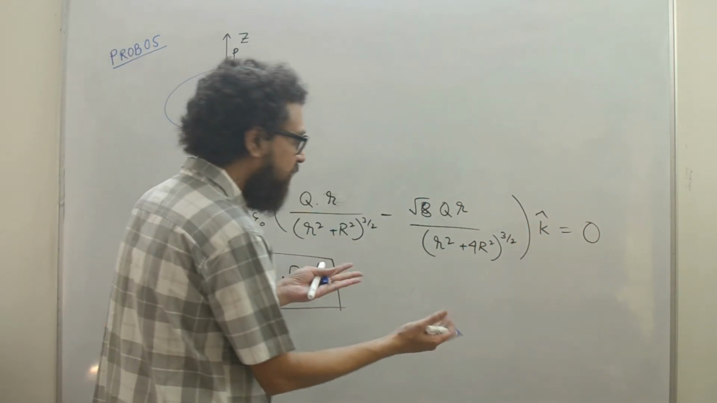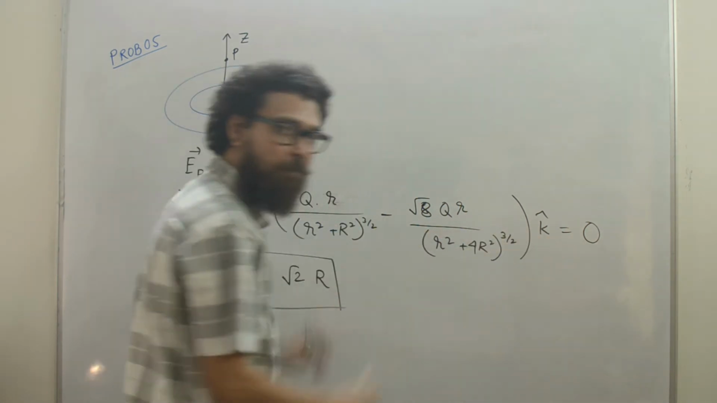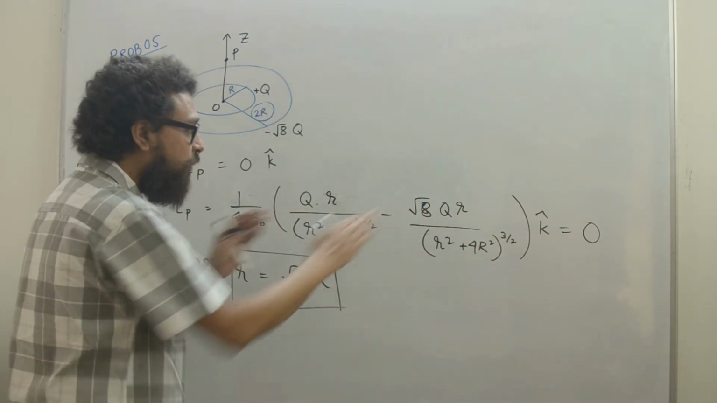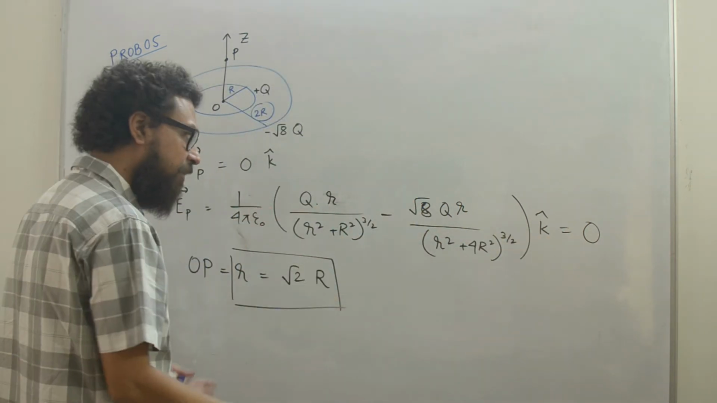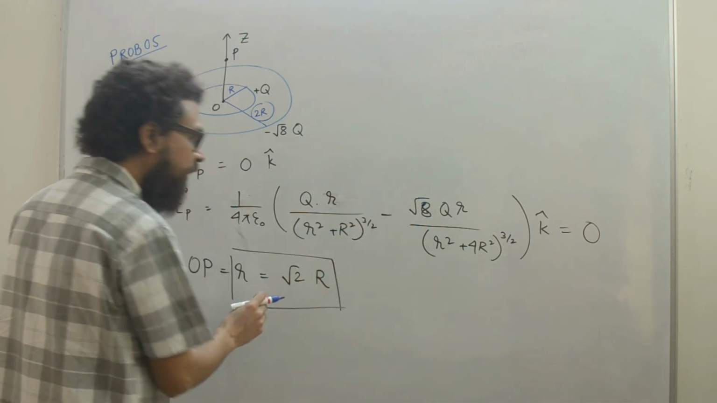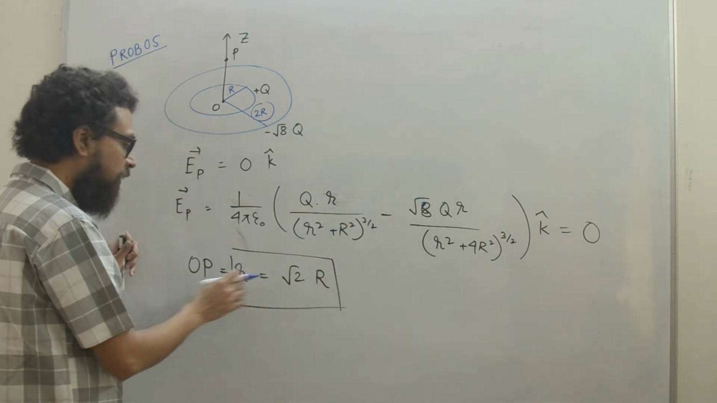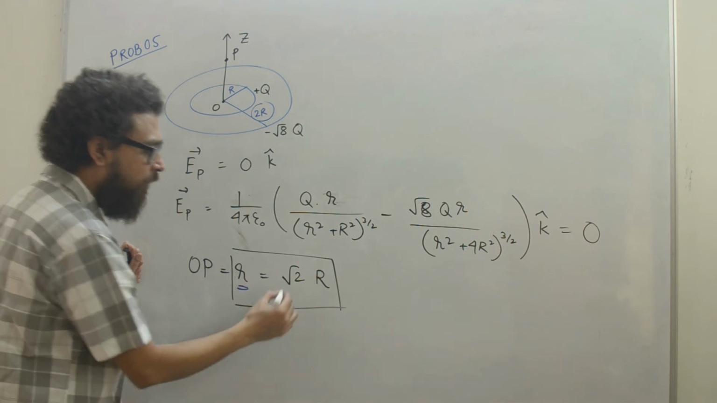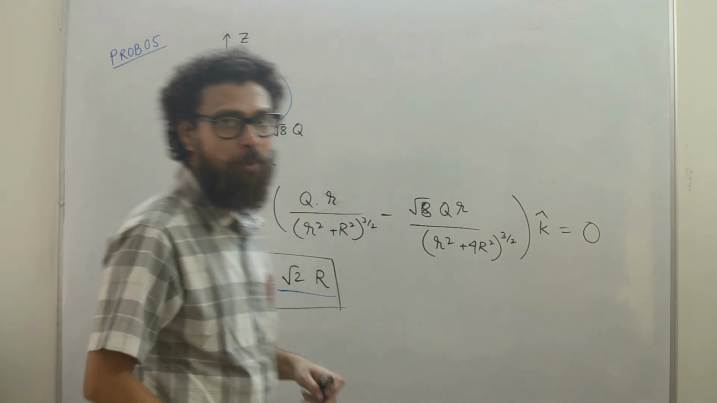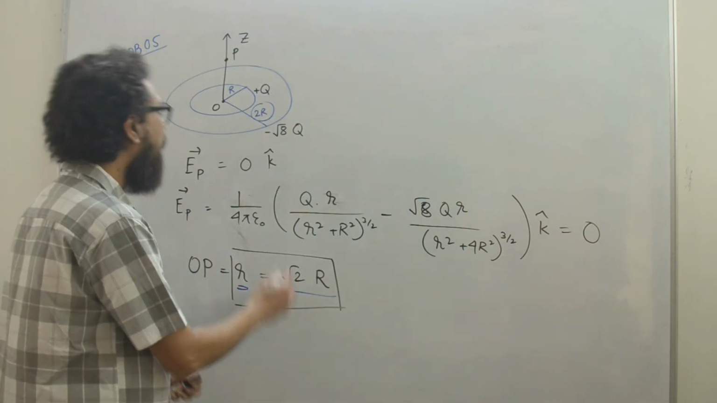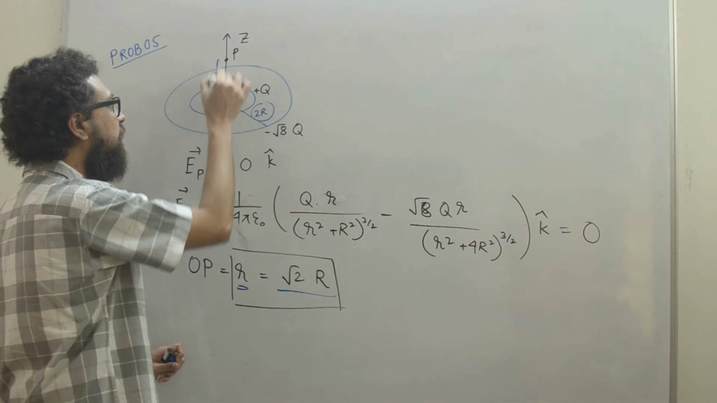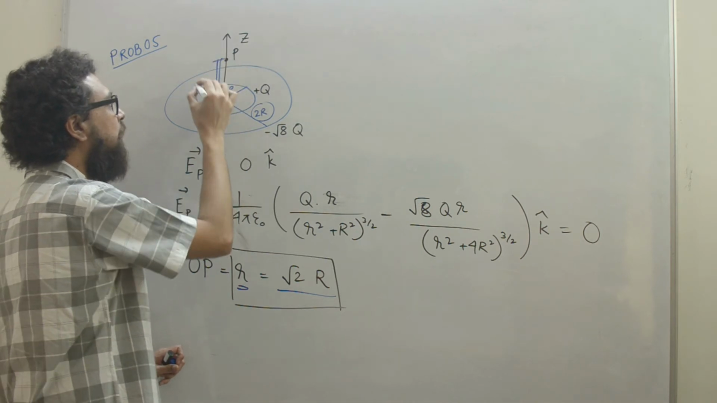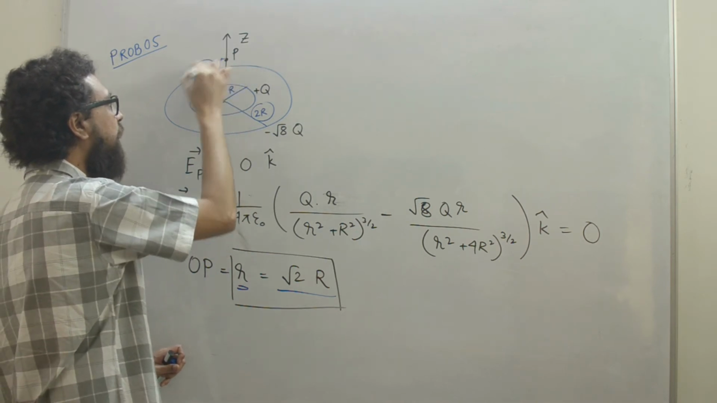So you can understand, now this is equal to 0, right? If these two are equal, then everything will get cancelled, and whatever remains afterwards, we can actually calculate the value of r, which is equal to root 2 capital R. Okay, so we have calculated this distance, it is root 2 capital R.